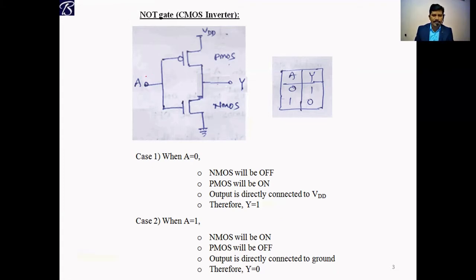Let us see when the input is 1. This will be off, and because of 1 here, this will be on. That means Y is connected to ground, so Y is automatically 0. So when you give 1, it is 0. That is the operation of the CMOS inverter. It acts as a NOT gate. When you combine PMOS and NMOS like this, whenever input is 0, output is 1, and whenever input is 1, output is 0. This explanation is given here. Please pause this video and note down.